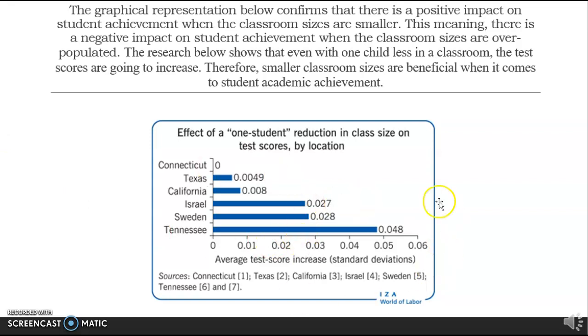So as we are looking at this graphical representation, these are just a few of the states that were tested and researched, and it can prove that even with one student less, so all of these states put one student less in each classroom, it shows that almost all of them had an increase in their average test score.